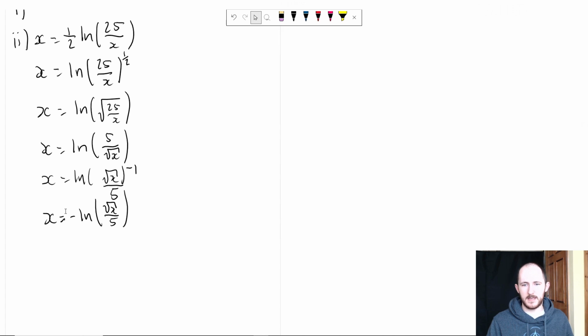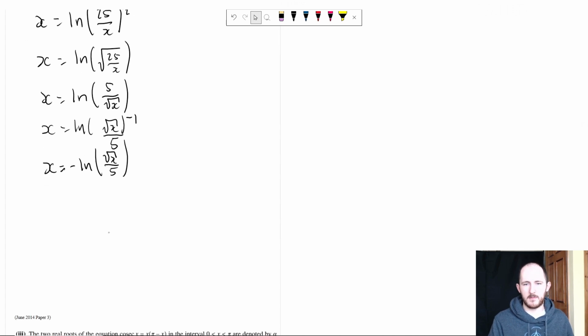And what we're going to do is divide both sides by minus 1. So we're going to move the minus over to the other side. ln x over 5. We're going to exponentiate both sides. So we have e to the minus x.